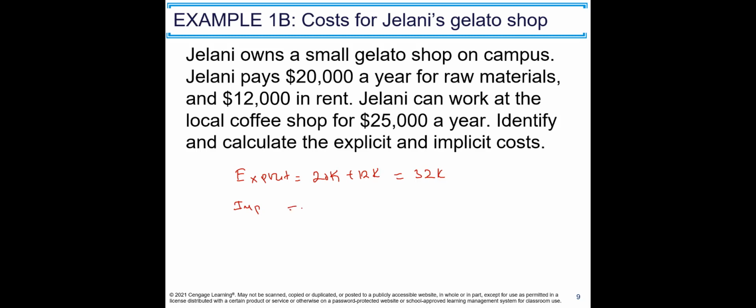Implicit cost does not require a cash outlay, but it is still a cost because the owner uses his or her time for the business. Therefore, the foregone wage, $25K, that Jelani could have earned in a year if she didn't have the gelato shop, is the implicit cost. So the total cost is the sum of these two, 32K plus 25K, which in this case is 57K.